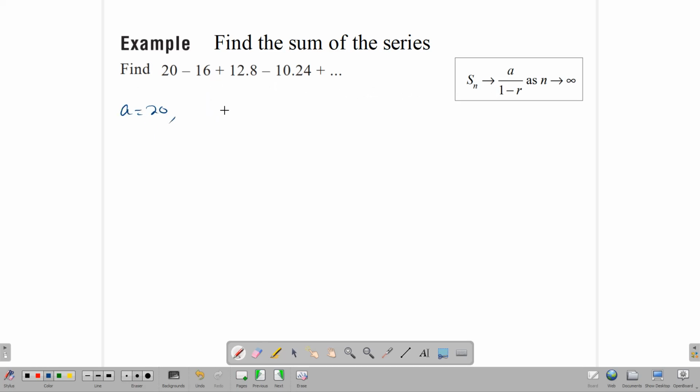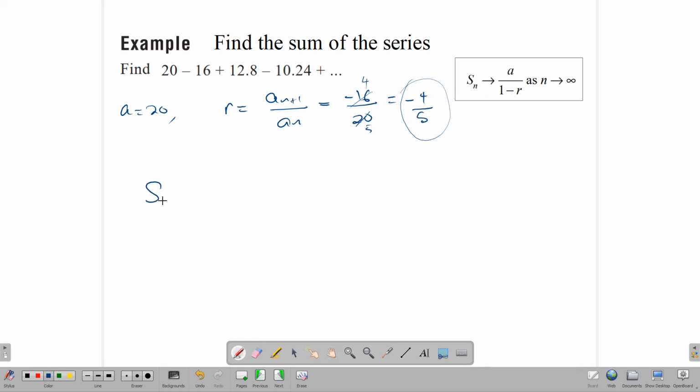But we can find r by saying r is equal to a_(n+1) divided by a_n. And once we do that, we can say -16 divided by 20, and dividing by 4 here, we get -4 over 5. And so this is our r. It is less than 1. And so because it's less than 1, we know that the series will converge. And because it converges, it has a sum to infinity.